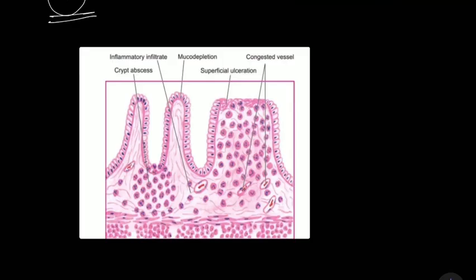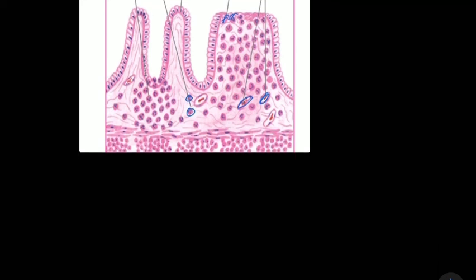Let's start with the microscopy. What do we see here? We see your congested vessels. Then we saw one of the most important things here, your superficial ulcerations. Then we saw your mucodepletion, depletion of the mucus. Then we saw your inflammatory infiltration here, and then we saw your crypt abscesses.